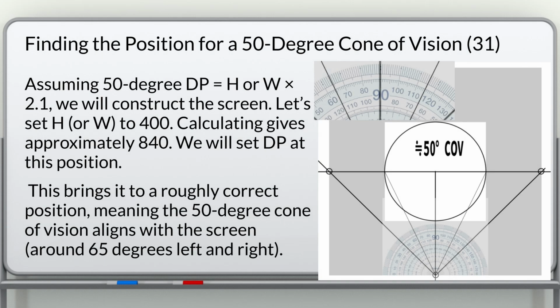Assuming 50-degree dp equals h or w times 2.1, we will construct the screen. Let's set h to 400. Calculating gives approximately 840. We will set dp at this position. This brings it to a roughly correct position, meaning the 50-degree cone of vision aligns with the screen.